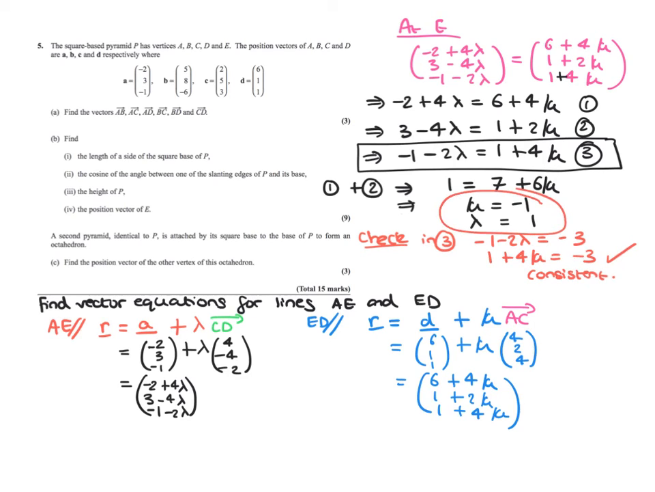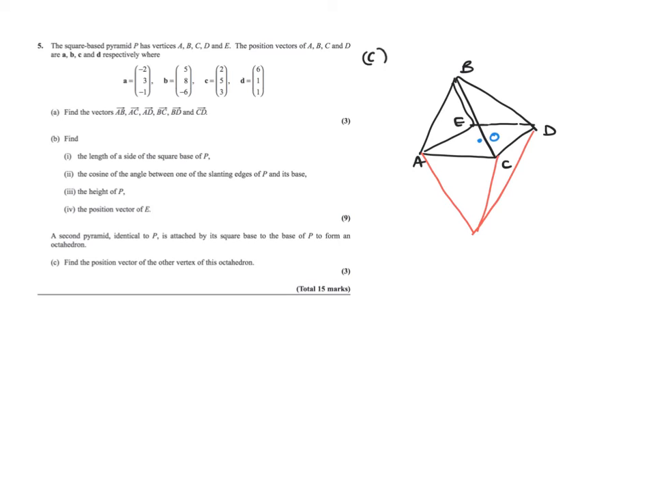Now, we can take our values of mu and lambda and we can substitute back into either of these to give us the position vector of point E. So OE, it doesn't matter which you pick, substitute into either of them and you will find E is equal to 2, -1, -3.